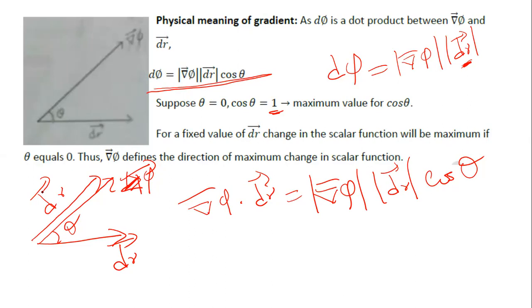So therefore, you can see that grad phi will represent or will define the direction of maximum change in the scalar function. Okay, so when you consider any scalar function, like as I discussed, the temperature and all, the grad of that temperature function will represent the direction of maximum change in the scalar function. Right. So here theta is 0 means cosine function is maximum. That is possible only when you align your dr vector along the direction of your grad phi.